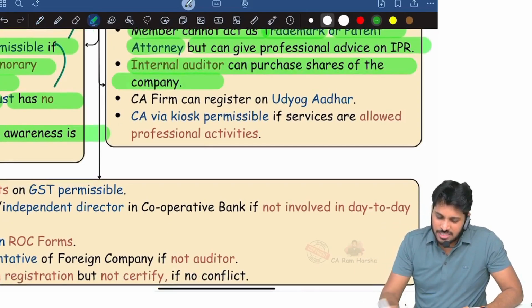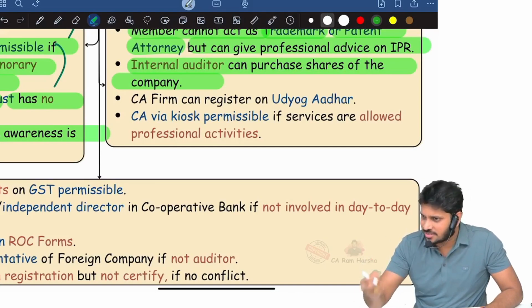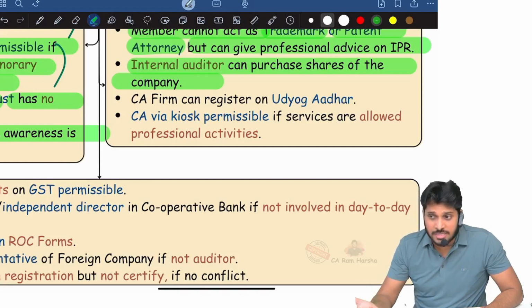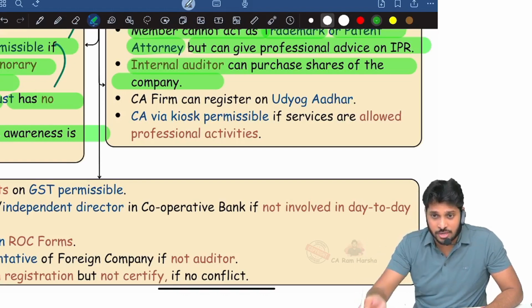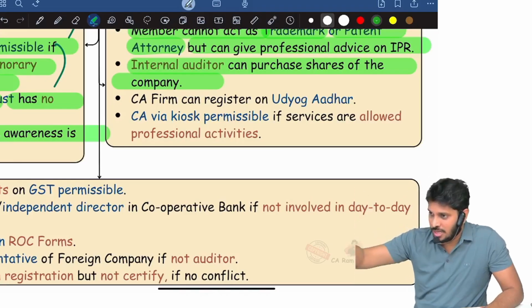An internal auditor can purchase shares of the company because internal audit itself is not a stat audit assignment. It's not an external stat assignment. Independence is not compulsory in internal audit. First of all, there is no standard on internal audit. Of course, we have something called SIAs, Standards on Internal Audit, which are recommendatory in nature. They are not mandatory.